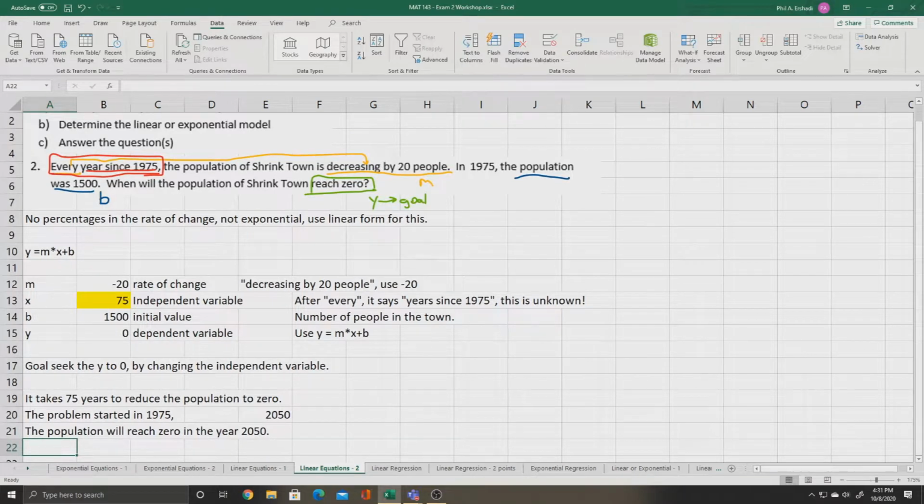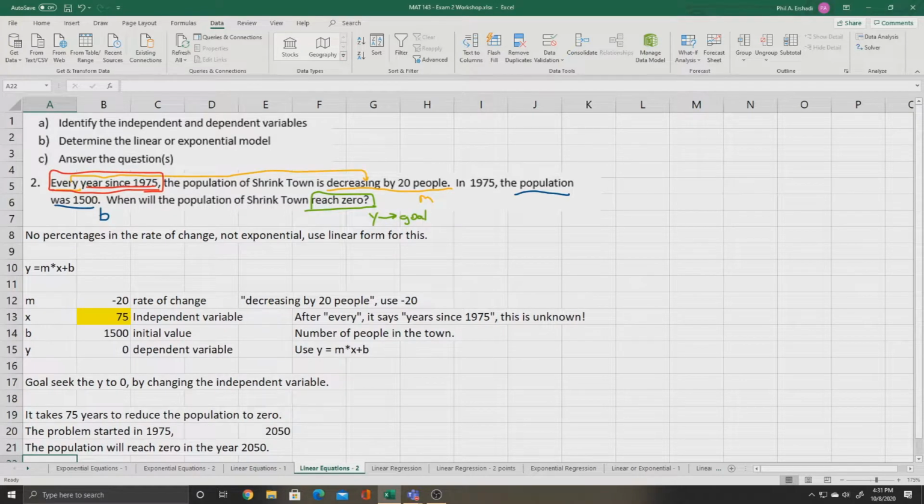So always remember, just because you know x doesn't mean you have the final answer. If they ask for a year in the question, we have to take into account the number of years since the problem started. We'll add 1975 plus the 75 we found for x to get the correct year.